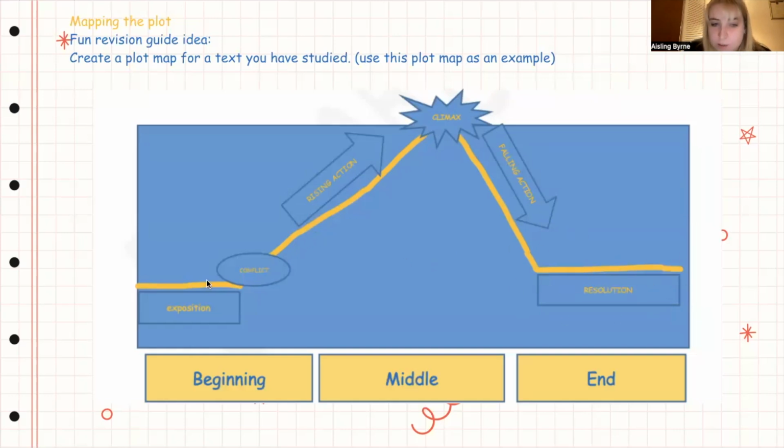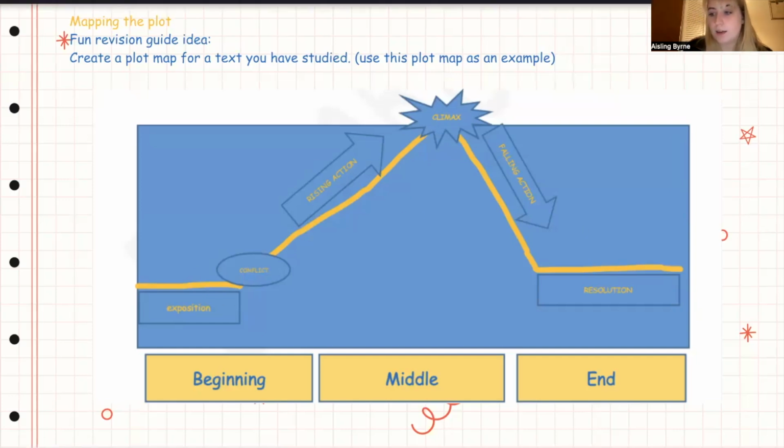Now, in a lot of texts, I tried to draw it with this one. I don't know if you can tell, the exposition and the resolution are slightly different. So we didn't just go back to the same place, because so much has happened that the characters' lives have changed. So that'd be really useful, just even to map out your own plot line for any novel that you've studied.